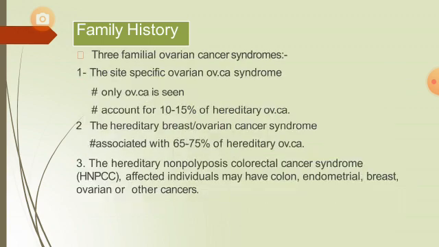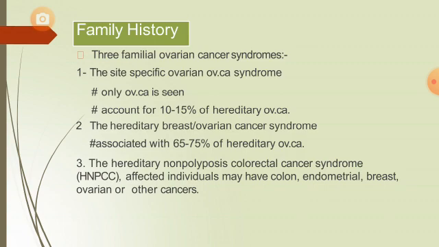There are 3 familial ovarian cancer syndromes. The first one is the site-specific ovarian cancer syndrome, in which only ovarian cancer is seen, no cancer in other organs. And it accounts for 10 to 15% of hereditary ovarian cancer. The second syndrome is the hereditary breast ovarian cancer syndrome, and this is very common, associated with 65 to 75% of hereditary ovarian cancers.